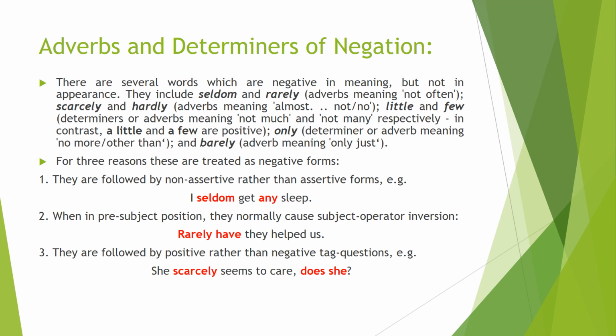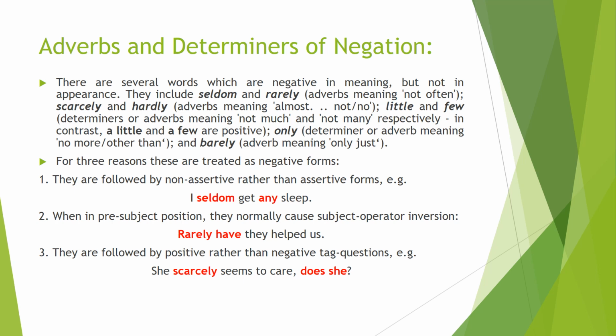So these adverbs or determiners that we have mentioned are treated as negative because of the following three reasons. Number one, they are followed by non-assertive rather than assertive forms. We learned before that the non-assertive forms are used in negatives, in questions, and in conditional clauses. So when you find your sentence having these words followed by non-assertive forms, this means that your sentence is what? Negative.